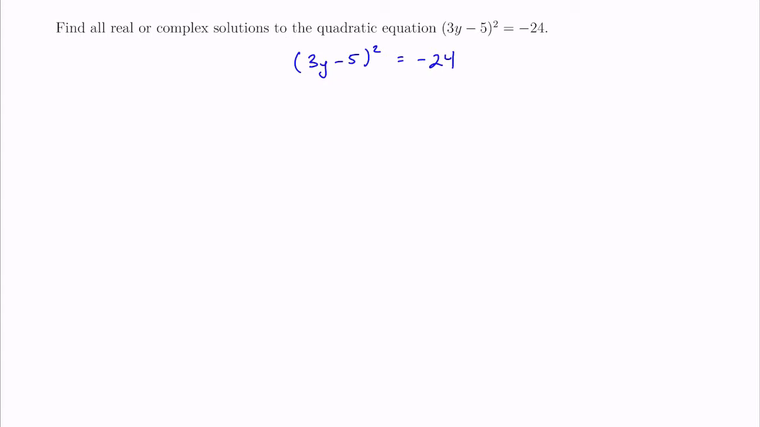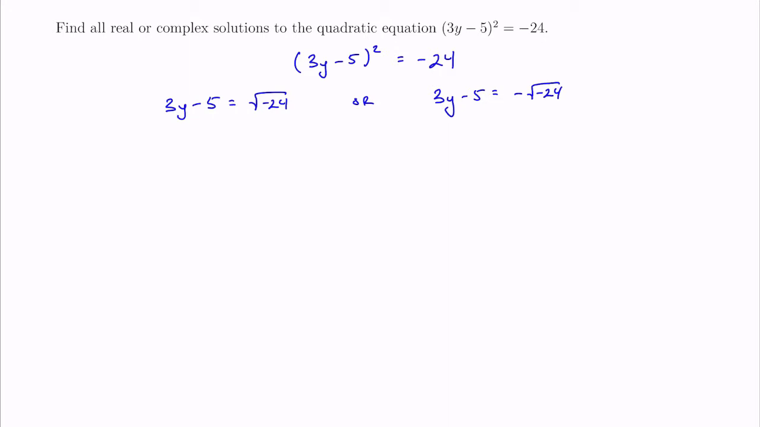This property says if the quantity 3y minus 5 squared equals negative 24, then either 3y minus 5 equals the square root of negative 24, or 3y minus 5 equals the negative square root of negative 24. For both of these new equations, 3y minus 5 equals root negative 24, or 3y minus 5 equals negative root negative 24, there are two things we need to do. Isolate the y that's on the left side of each equation, and simplify the radical.